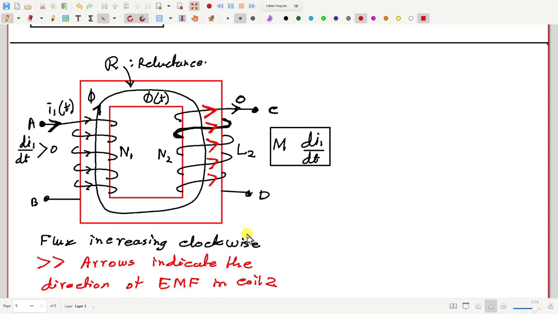So therefore, which side should I call positive and which side negative between C and D? The answer is this: plus here, minus here, because this coil will try to drive the current in this direction. Okay, so C is positive, D is negative when di1/dt is greater than 0. Any questions so far?